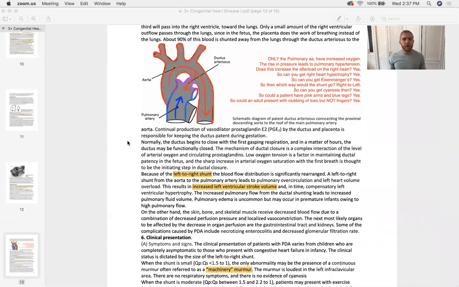What that means is that there's a volume overload of the lungs. And what that leads to is a volume overload of the left ventricle, because it's got to hold all the blood coming back from the lungs. So if there's more blood going through the lungs, then there's more blood that the left ventricle has to manage. So the left ventricle can pump and pump and pump, and you'll see a prominent left ventricular murmur.